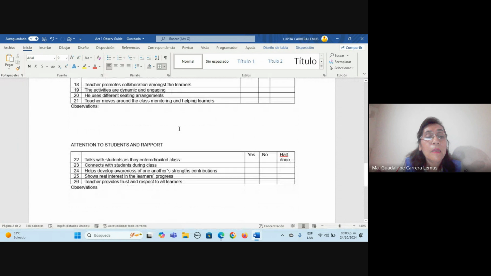And then finally, we have the attention to students and the rapport. If he talks with students as they enter or exit the class, if he connects with students during the class, if he helps develop awareness of one another's strengths and contributions, shows real interest in the learner's progress, and if the teacher provides trust and respect to all learners. I think this is crucial to consider, because every student needs attention from the teacher.